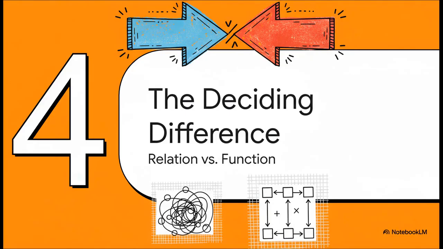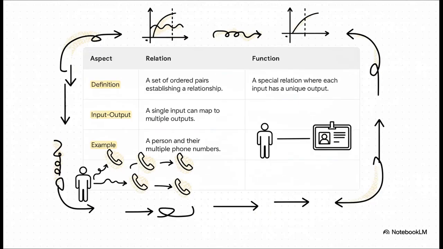Okay, let's put these two ideas head to head. This should really make the difference crystal clear. This table pretty much lays it all out for us. But the real decider, the row you absolutely have to focus on, is that second one about the input-output mapping. A relation is like our puzzle from the beginning. One person, multiple phone numbers. The input can link to several outputs. But a function, that's like the unique ID number. One student links to one and only one number.